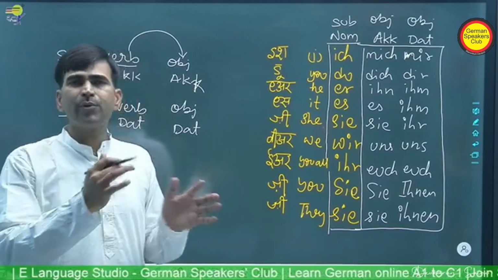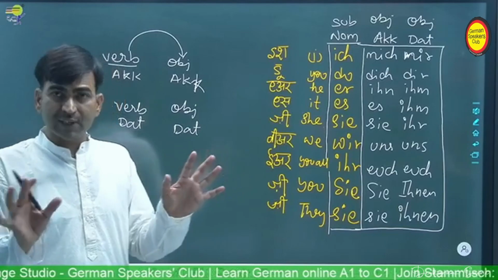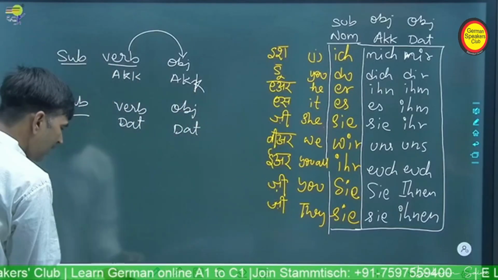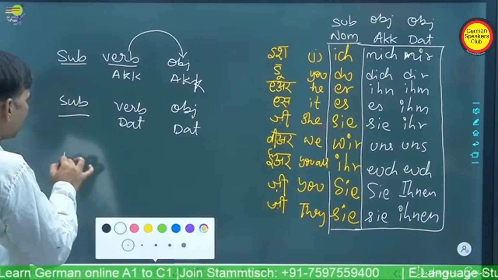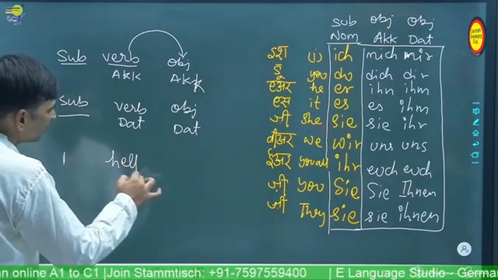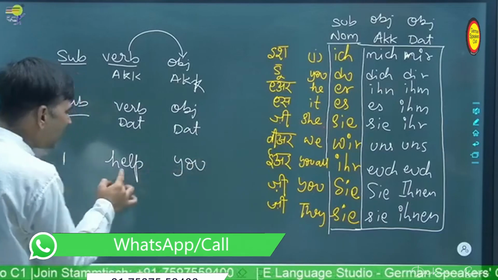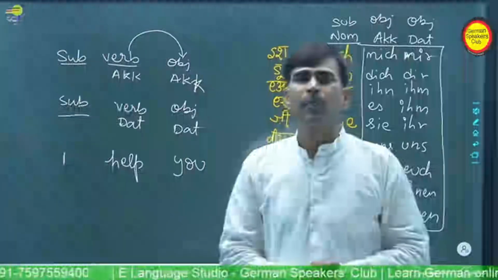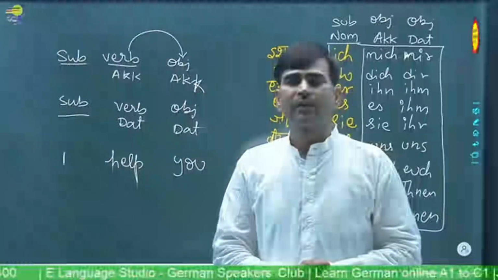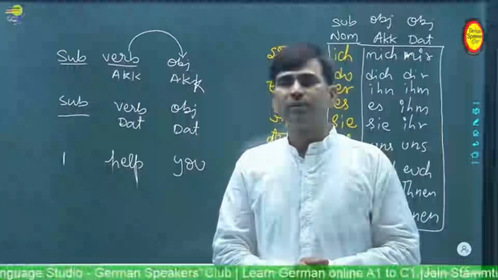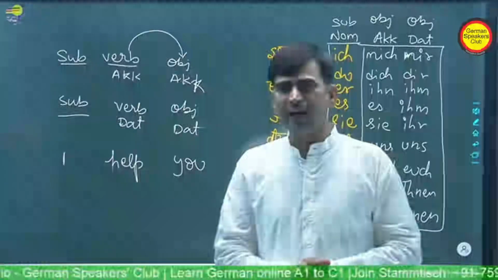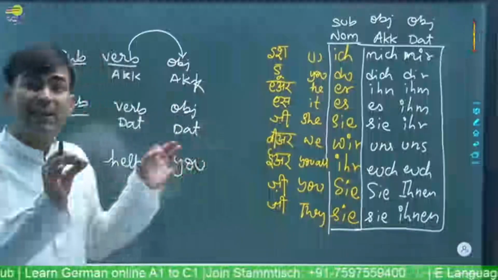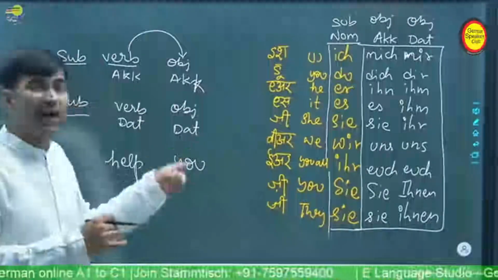If the verb is dative, then the object is also going to be dative. The subject is going to be there always in any of the sentences. For example, let's say: which category does this fall in, accusative or dative? I help you. For the moment, you can do the conjugation of the verb help and dative later on with some time. Help is dative; you is a very simple sentence that I'm taking.